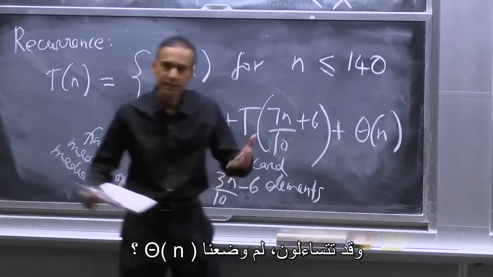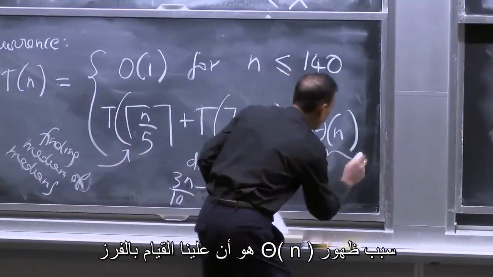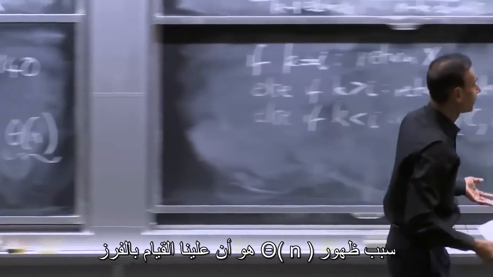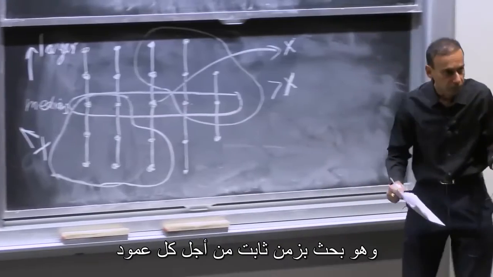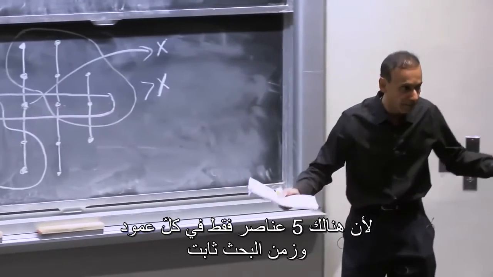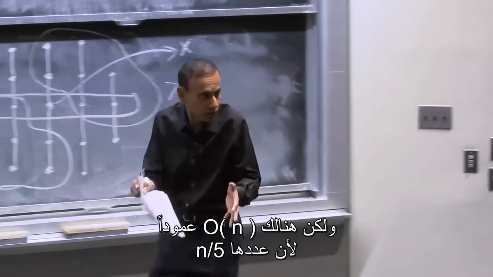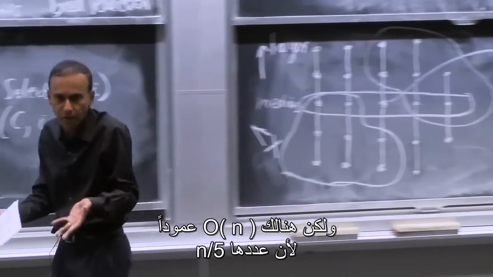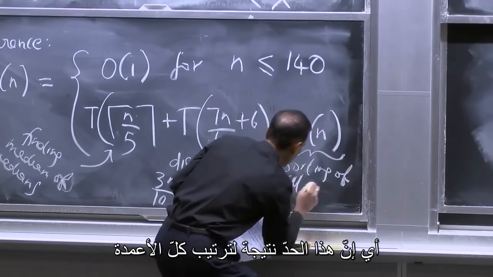And then you ask, where does this theta n come from? Well, the theta n comes from the fact that I do have to do some sorting. It's constant time sorting for every column, because there's only 5 elements. But there's order n columns, because there's n over 5 columns. So this is the sorting of all of the columns.